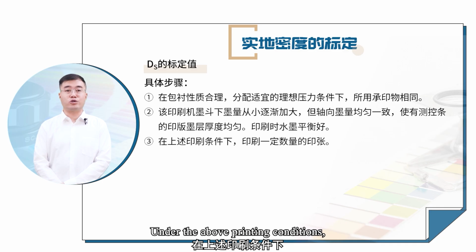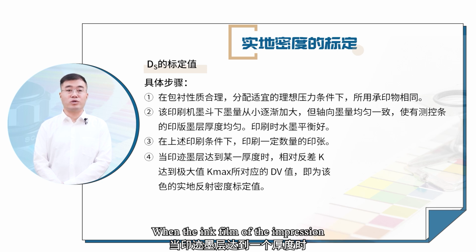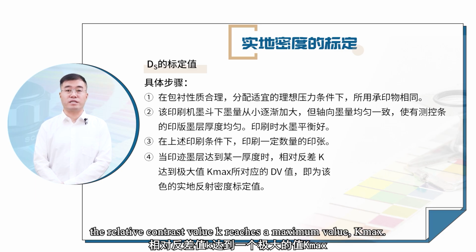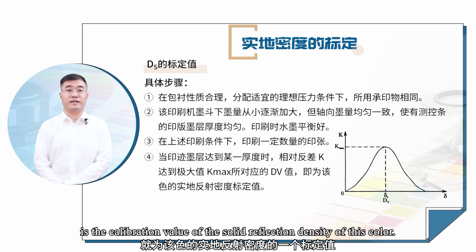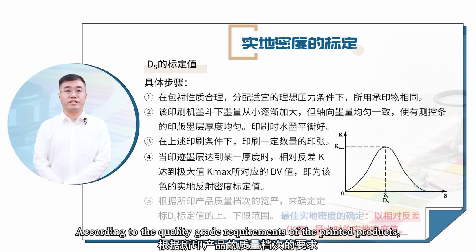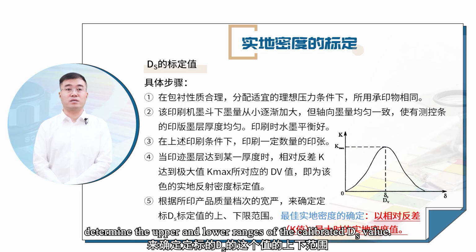Under the above printing conditions, a certain number of sheets of paper are printed to make the printing ink color stable. When the ink film of the impression reaches a certain thickness, the relative contrast value K reaches a maximum value, Cmax, as shown in the figure. The corresponding ds value is the calibration value of the solid reflection density of this color. According to the quality grade requirements of the printed products, determine the upper and lower ranges of the calibrated ds value.